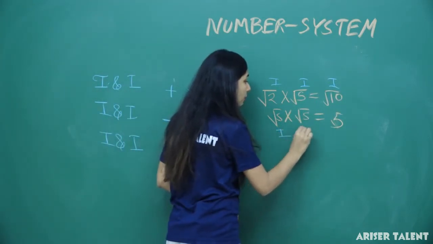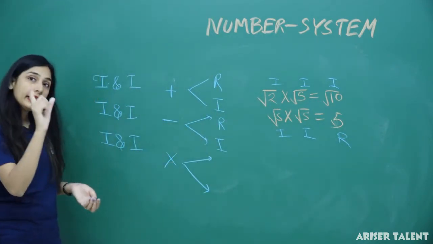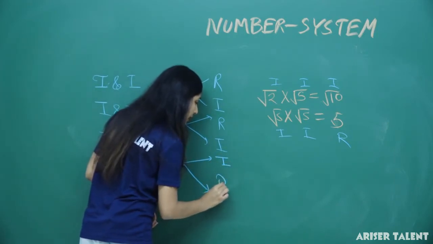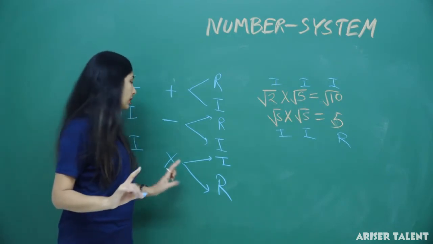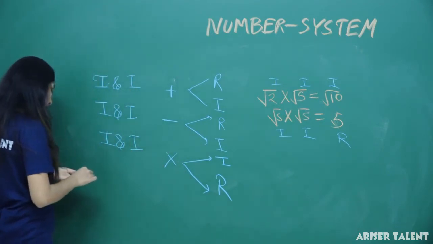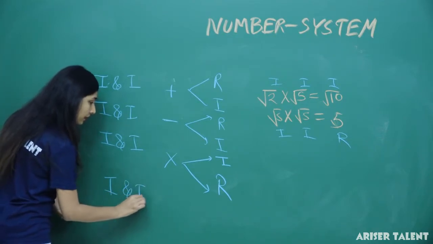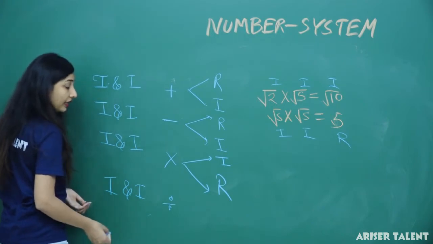Here I am having two irrational numbers but giving me a rational number. That means there may be two outcomes here also, and that can be a rational number or irrational number. Understood it? Okay. Now if I am having the division here, that will be in case of a division.